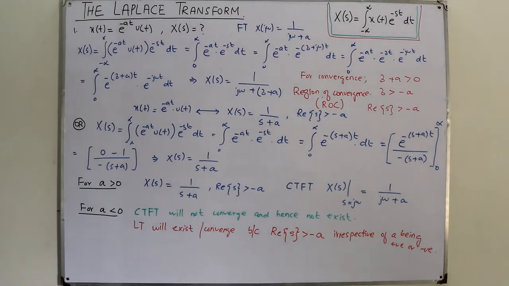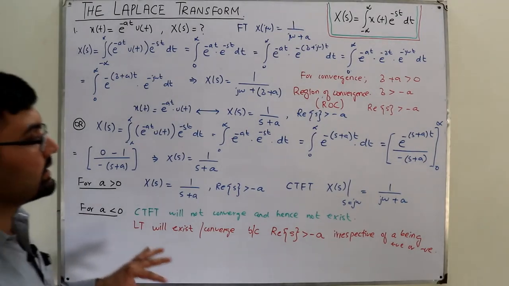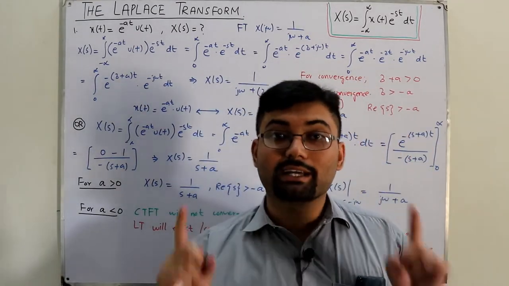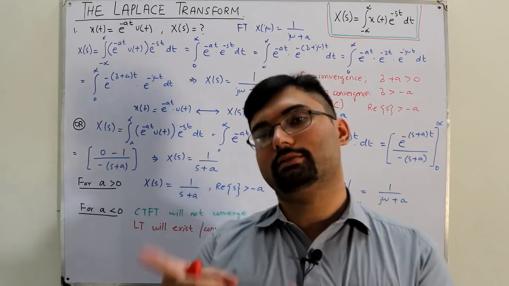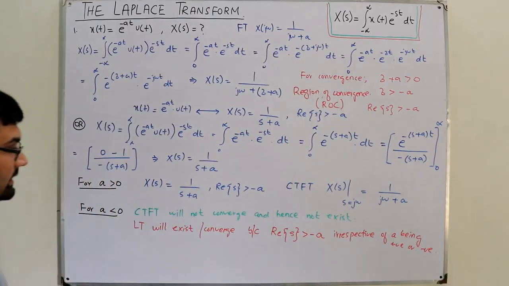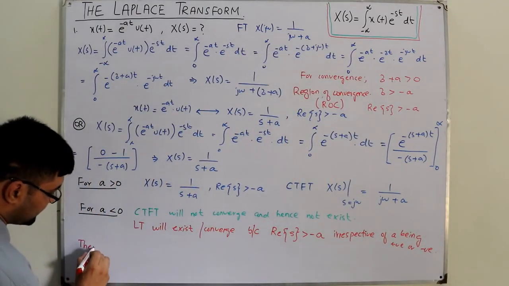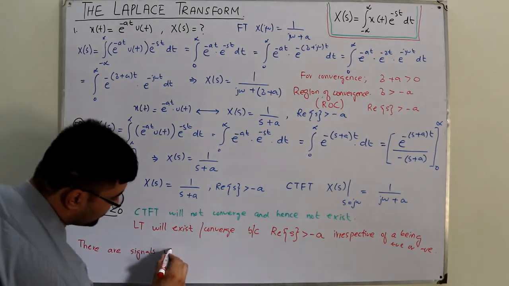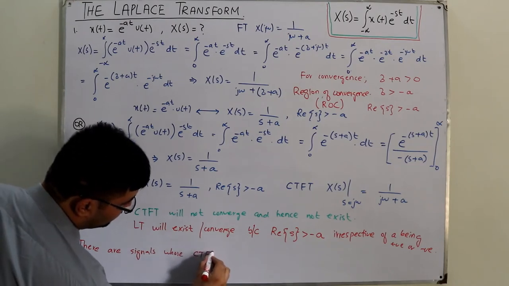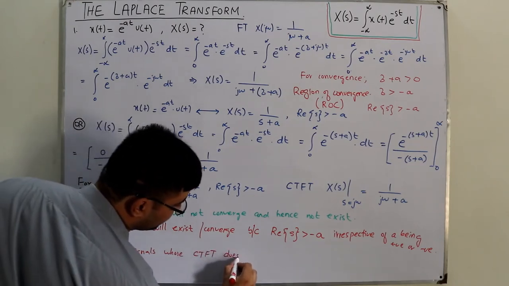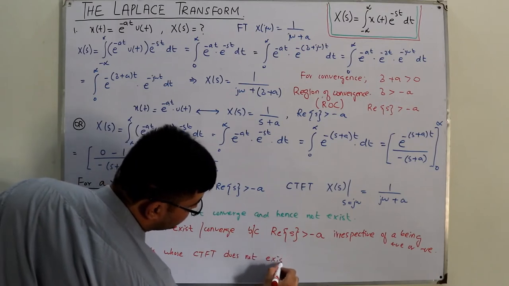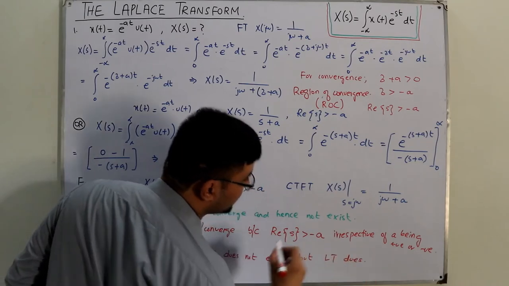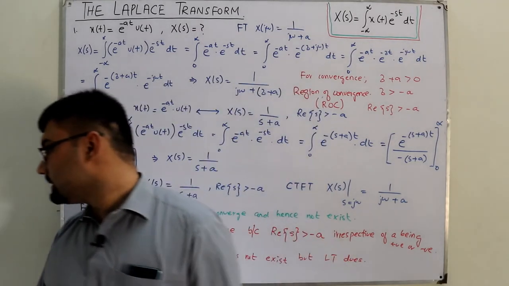So we have deduced another point, that there are signals whose Fourier transform does not exist, but Laplace transform does. Write it. There are signals whose CTFT does not exist, but Laplace transform does. Fine.